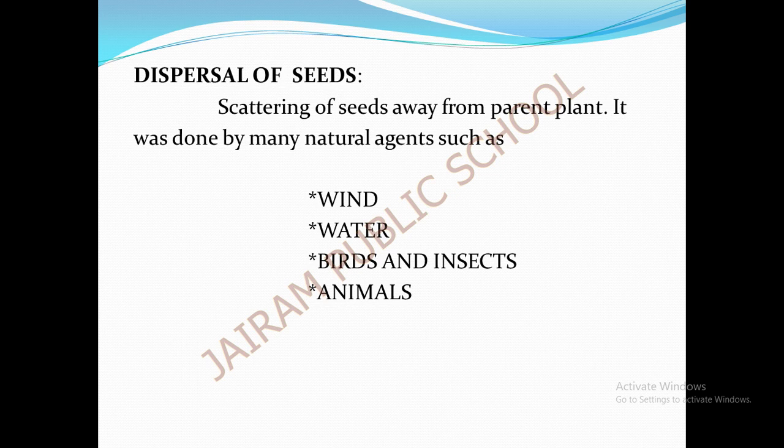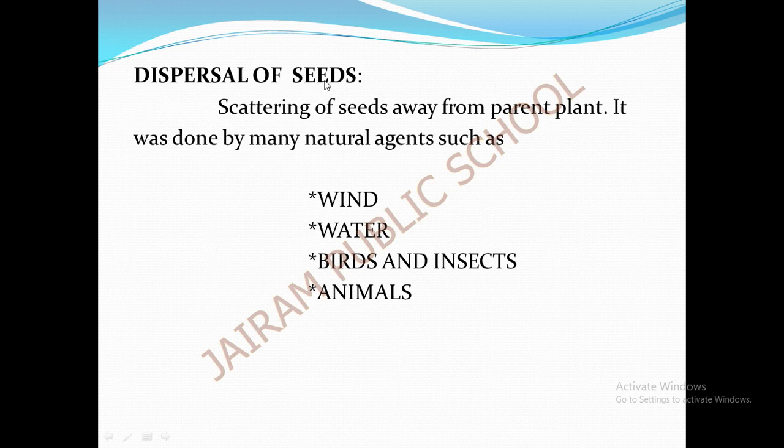Now what is happening? The seeds will get dispersed from the parent plant, and move from one place to another. The scattering of seeds away from the parent plant is called dispersal. It is done by many natural agents. These are some of the agents which are responsible for the dispersal of seeds.